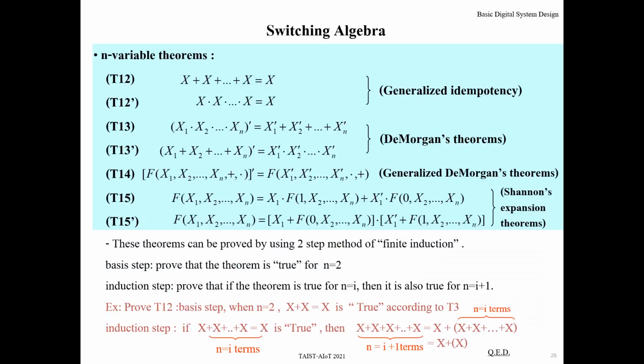And after that, for the induction step, we prove that for n equal to i, we assume that it's true, and then when n equal to i plus 1, it should be true also. That means we assume when n is i it is true, we must prove that n is i plus 1 is true also. So something like this.